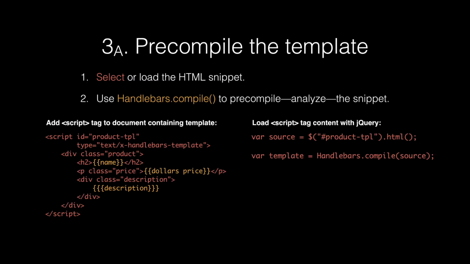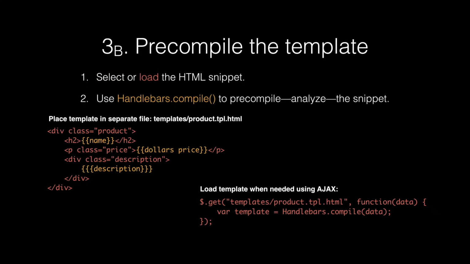Okay, let's look at the other option for big step 3 here. This is investigating the load portion of that step 1 there. In this case, we're placing our handlebars template in a separate file. So notice we don't have the script tag wrapping around it. We've just placed this in a separate file, such as in a templates folder in a file called product.tpl.html. So there it's just that div with the handlebars expressions inside of it.